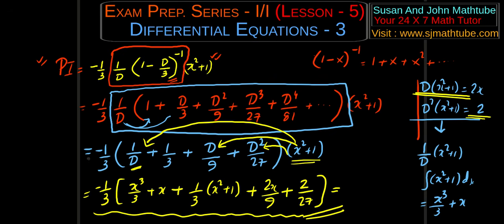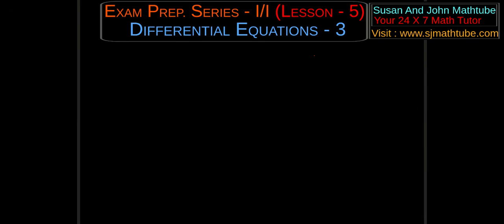And finally, the general solution will be CF plus PI. Do it now itself, try to simplify so that you become more confident in the exam. Okay, now let's look at one more problem of the same type.